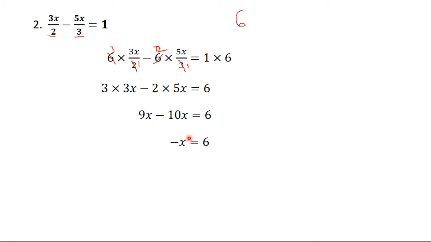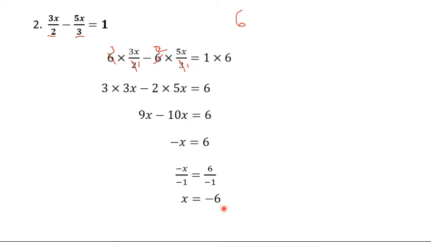Remember, the question told us to find x, solve for x, not solve for minus x. So in order to find x, we divide both sides by minus 1, because the number attached to x here is 1. So we divide both sides by minus 1, and x is going to give us... the negative will cancel negative. x divided by 1 is 1. 6 divided by minus 1 is minus 6.